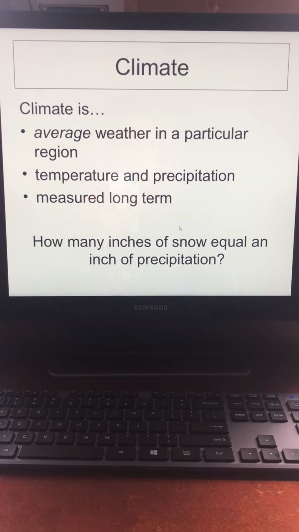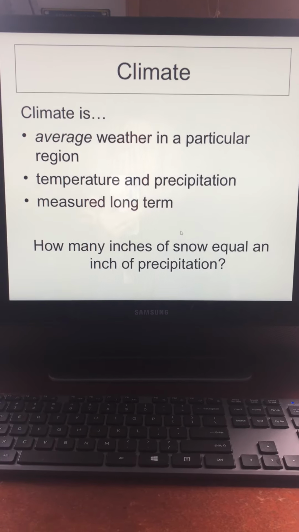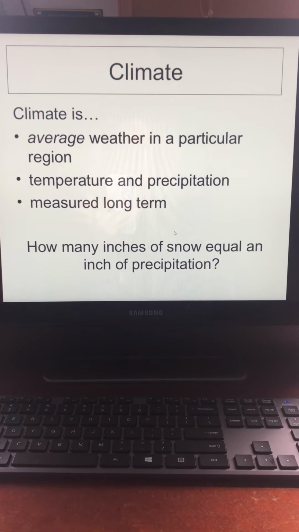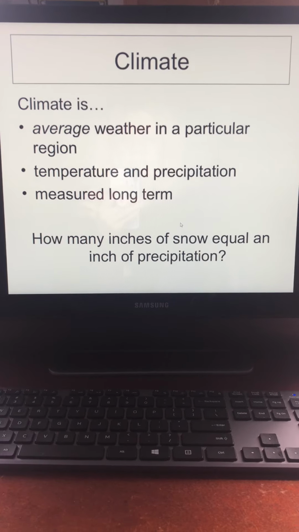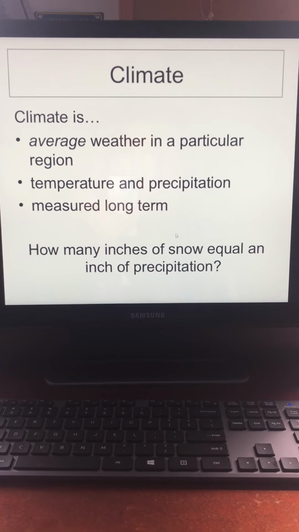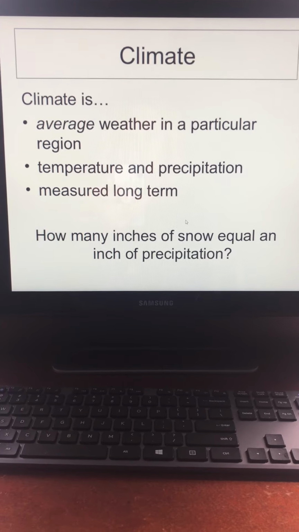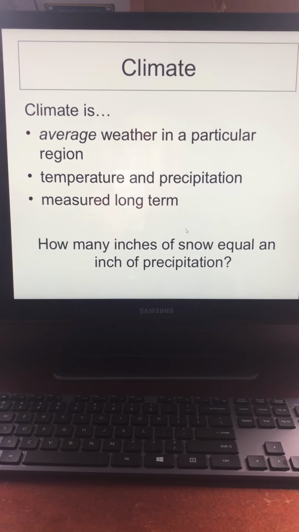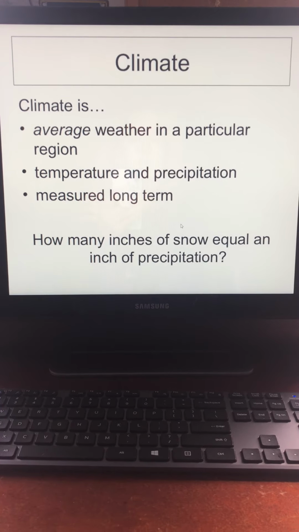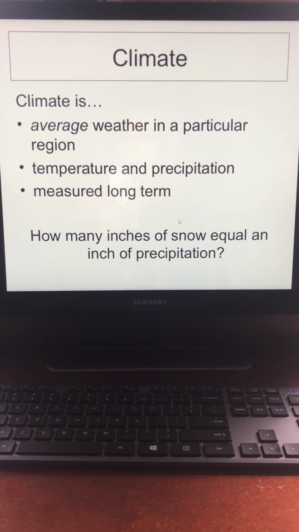So a question could be like maybe, how many inches of snow are equal to an inch of precipitation in New York State over the last 6 months or whatever. So that is the difference, that climate is measured usually yearly or every few years. I mean, it's measured every year, but what I mean by that is that it's something that is not measured daily. And so you can say, I live in New York State, but one day I want to move somewhere where the sun always shines.